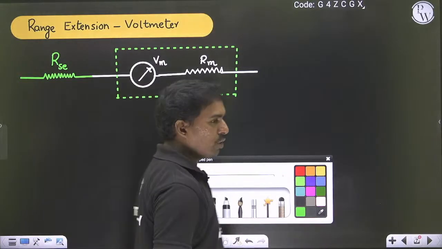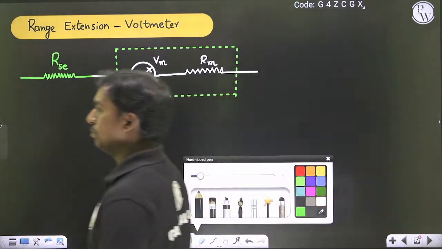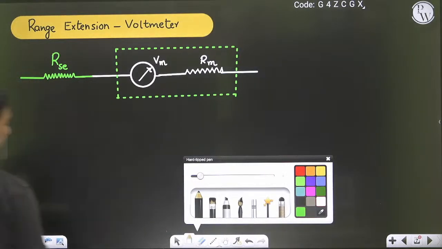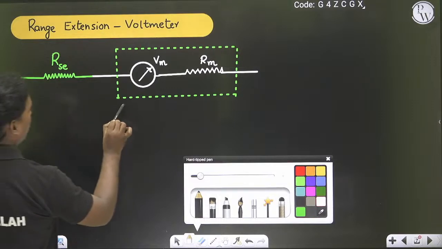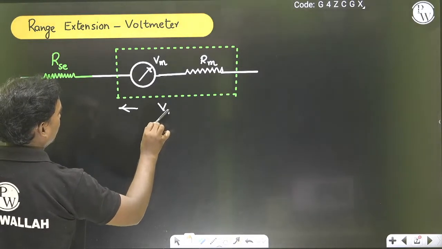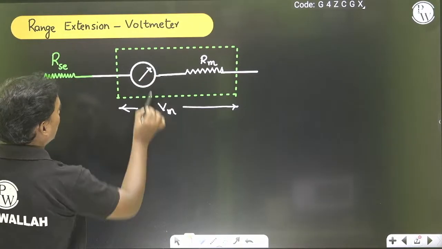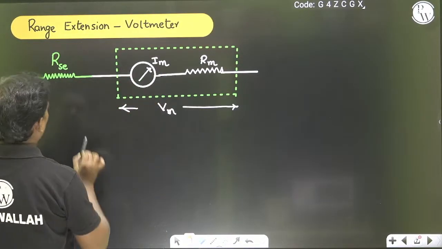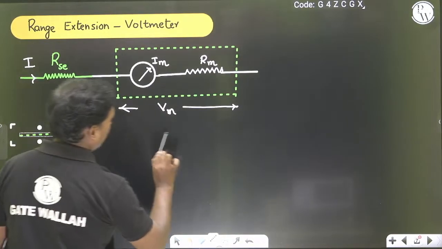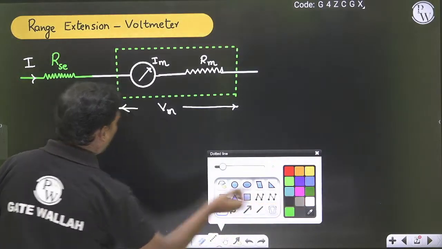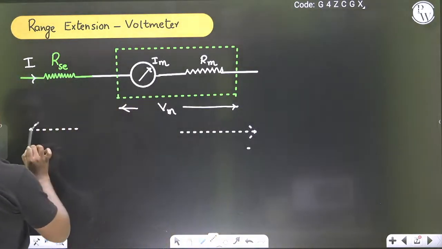So to extend the range of the ammeter, we have to keep a parallel resistor. To extend the range of the voltmeter, we have to keep a series resistor. That is a major thing you have to understand. So this total I can take it as V. So this voltage will be Vm, as total current I, total voltage, the range which can be extendable, I can take it as capital V.